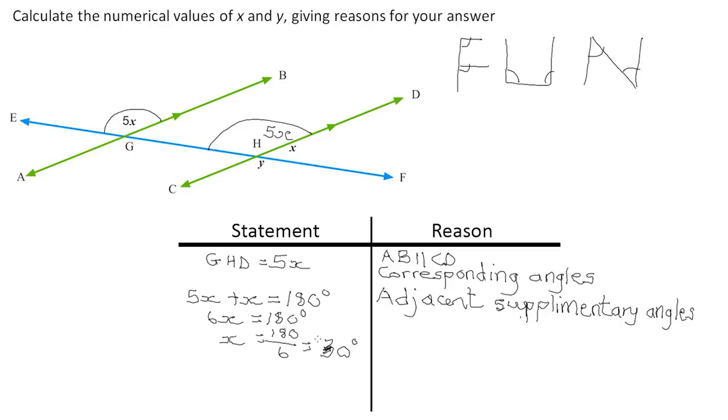Once we have x, there are two ways, but let's take the easiest way. We can look at line CD and say that x plus y is equal to 180 degrees, which is also adjacent supplementary, and by means of that we can find y. Or we can say that 5x is equal to y, and then directly substitute the calculated x value. So let's take the easiest route by saying y is equal to 5x. That is vertically opposite angles.